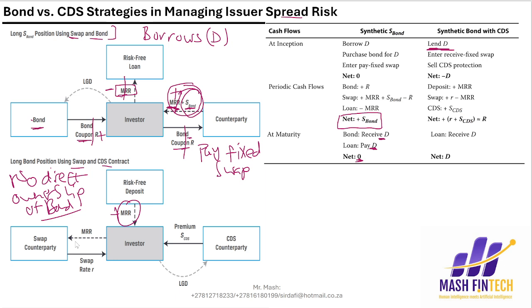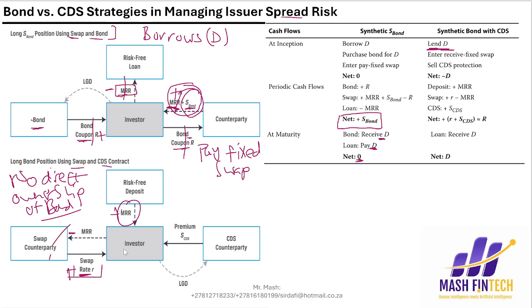Okay, you are receiving the market reference rate from your deposit of the amount that equates to the amount of the bond, and then you pay the market reference rate in your receive fixed contract. So you receive plus R here. Hence, this and this are going to cancel out.